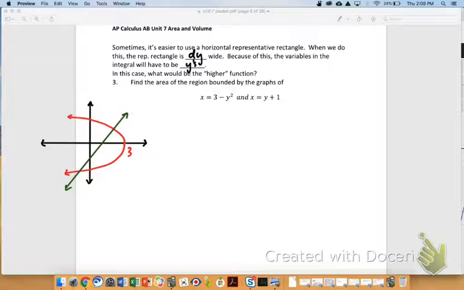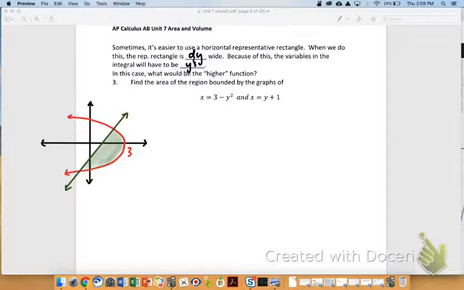Okay, so kind of first step here is, can you visualize the region we're finding the area of? Okay, so there's my region I'm trying to find the area of.